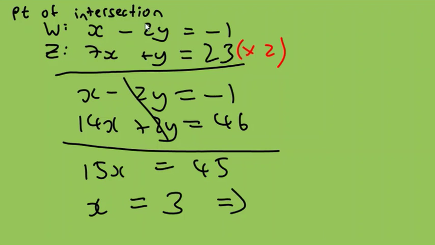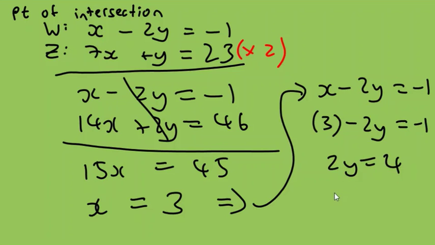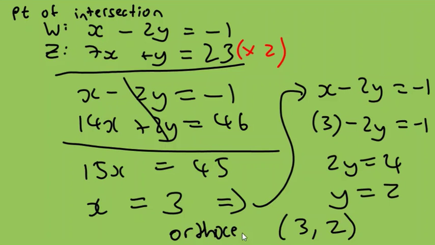Then we'll use either of these. I'll use x minus 2y equals minus 1. Replace x with what we found x to be, 3, to find our y value. So 2y equals 4, y equals 2. Okay, so after all that time, all that hassle, we found that the orthocentre is this, and the reason is that it's the intersection of the two perpendiculars that go through opposite points, so 3, 2.